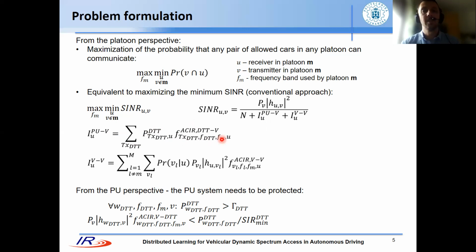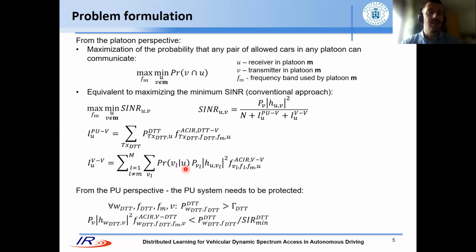Similarly, we define the interference from all the other platoons, all the other vehicles, so this is sum over all the other platoons. The power received from the other platoon car, we have weighted with the adjacent channel to interference ratio factor, which depends on the distance in frequency between the two bands used by the two platoons. And it is also weighted by the probability that a vehicle in platoon L transmits at the same time when vehicle U in our platoon of interest receives. So this is the definition of SINR interference.